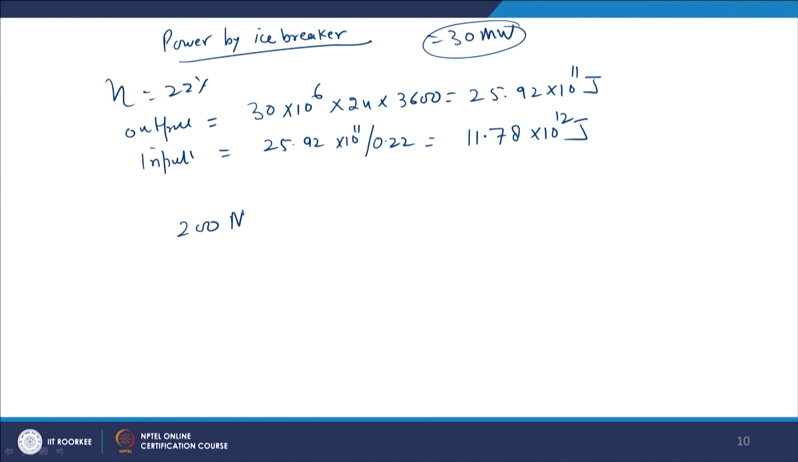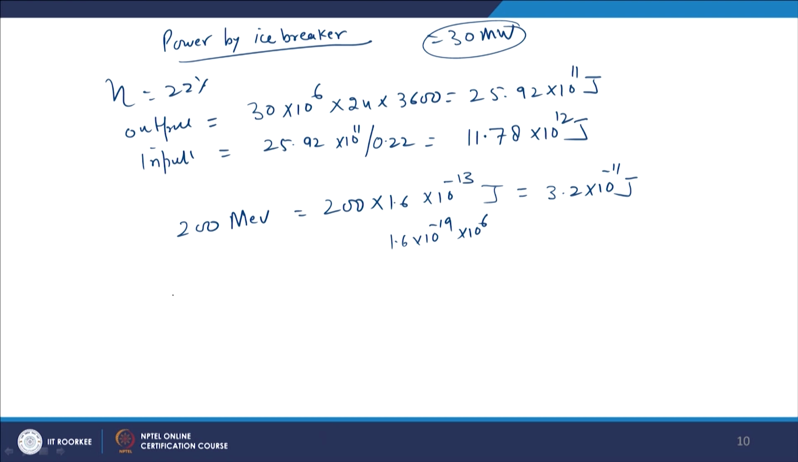So, 200 million electron volt per nucleoid. It means 200 into 1.6 into 10 to power minus 13 joules, because this is actually 1.6 into 10 to power minus 19 into 10 to power 6, it is million, right. So, it is equal to 3.2 into 10 to power minus 11 joules.